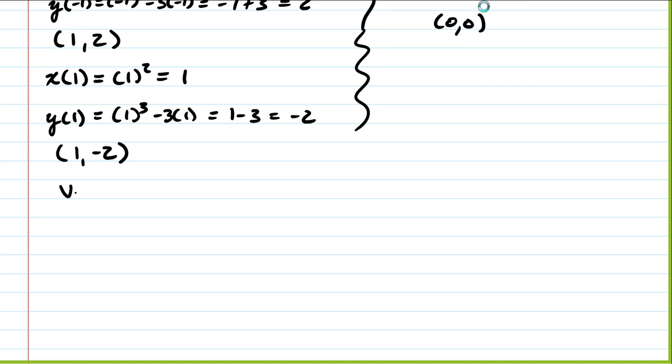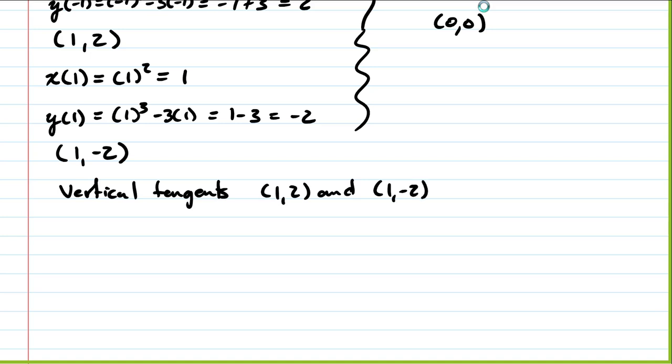So our horizontal tangents are at the points (1, 2) and (1, -2). Our vertical tangent is at (0, 0).